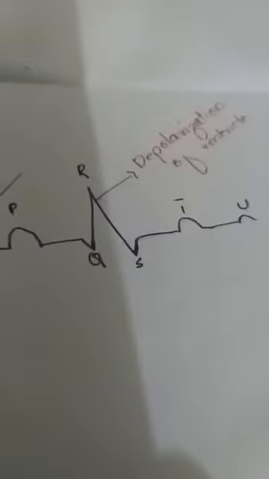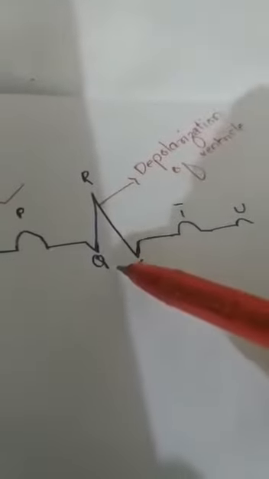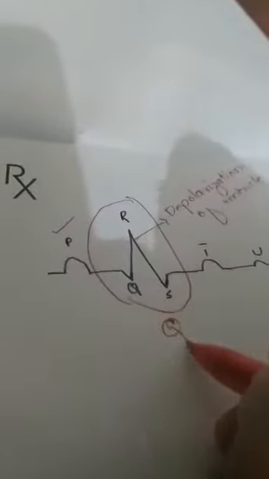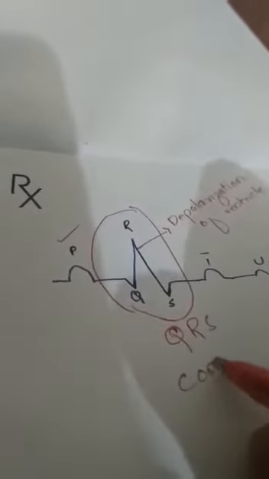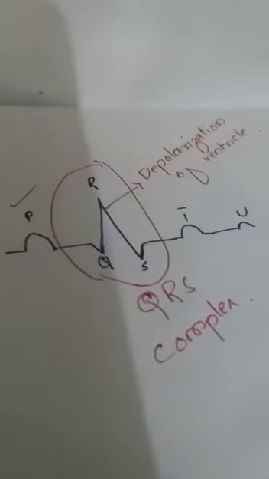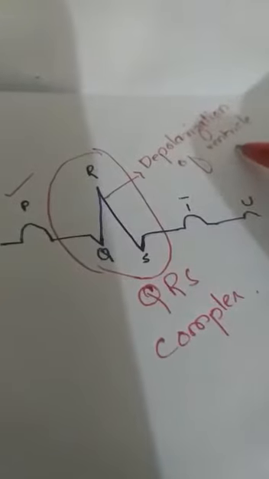As you are looking, this negative deflection is the Q wave, the upward deflection is the R wave, and this is S, and this whole is known as the QRS complex. And this QRS complex shows the depolarization of ventricles.